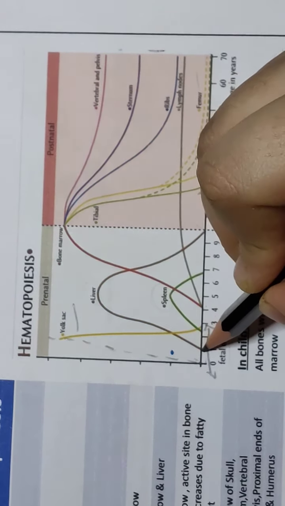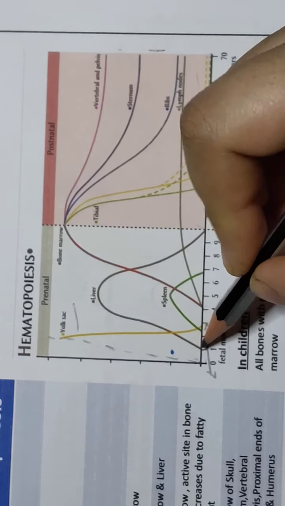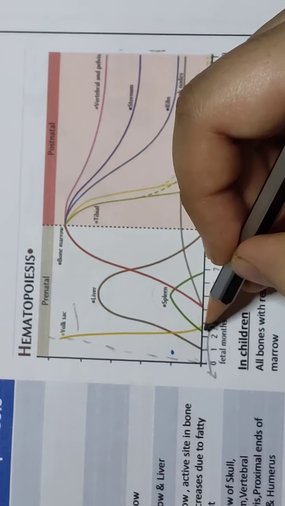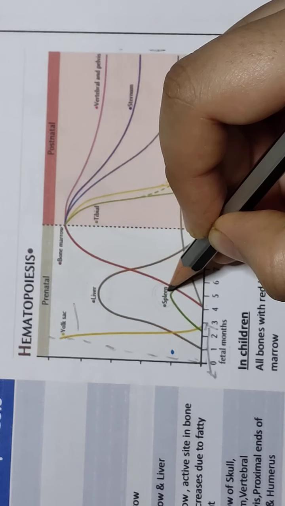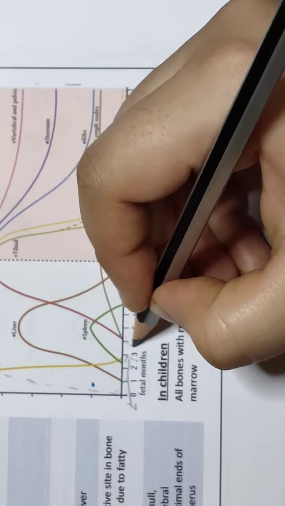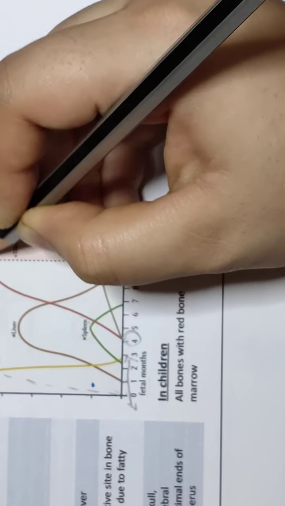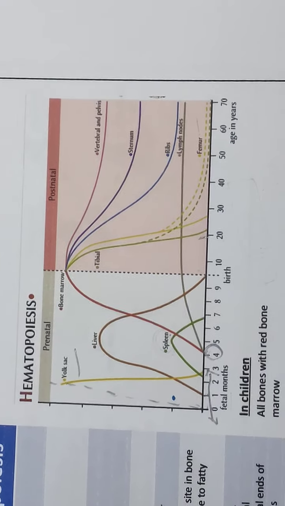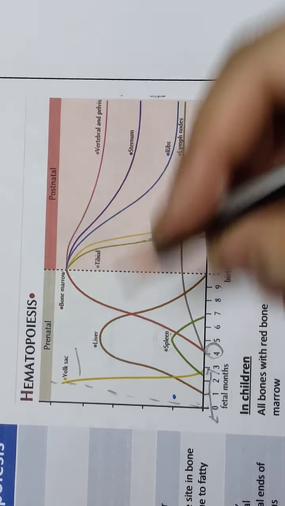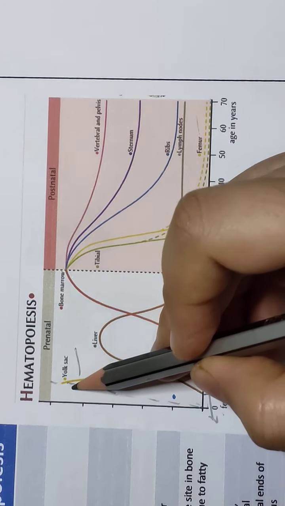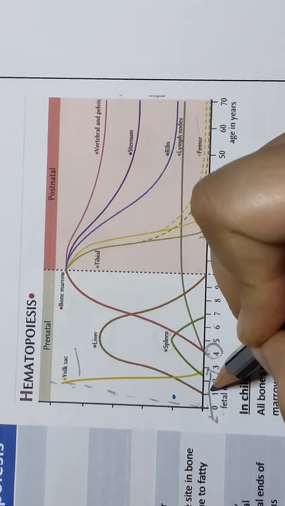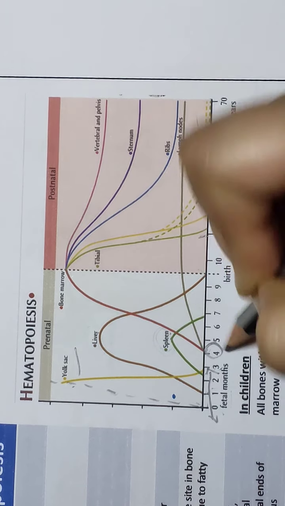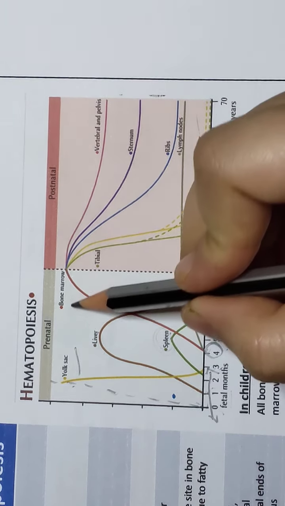After that, from 1 month, the liver starts becoming the hematopoietic site. At 3 months, it becomes the spleen. And at 4 months, you can see the bone marrow will take up the function. So it's a very important point. From 0 to 3 months, it's the yolk sac. At 1 month, it's the liver. At 3 months is spleen. At 4 months is the bone marrow.